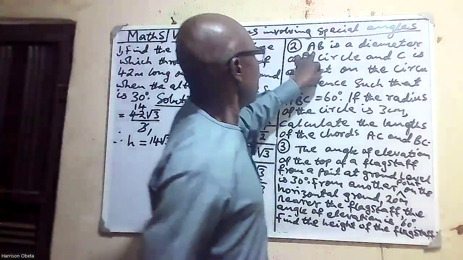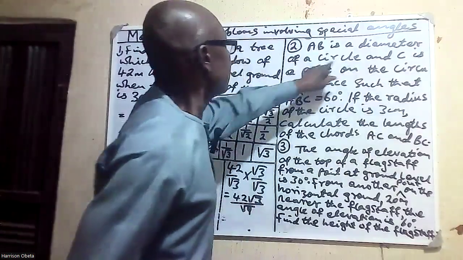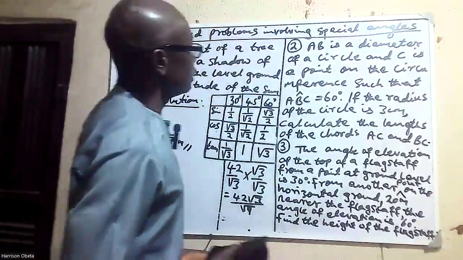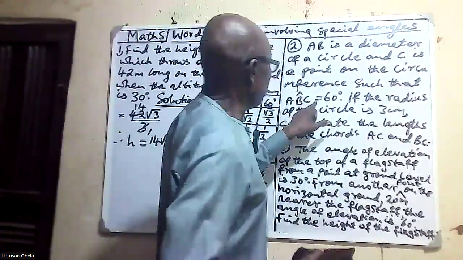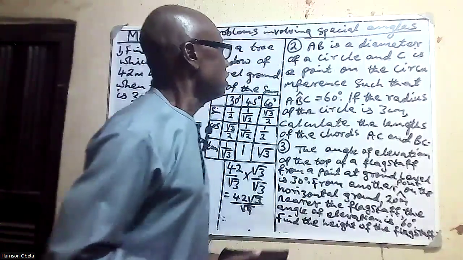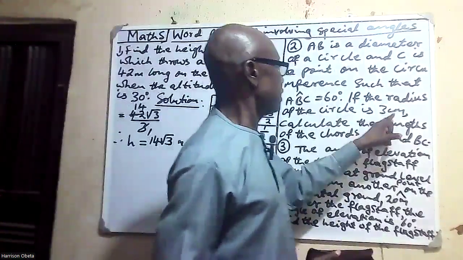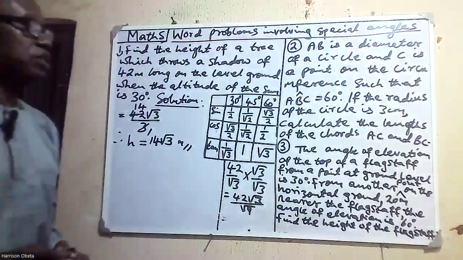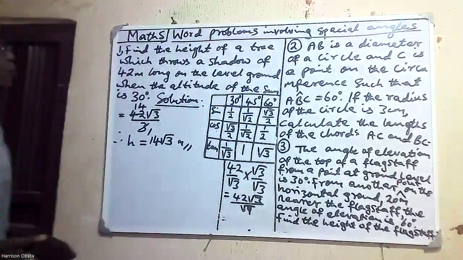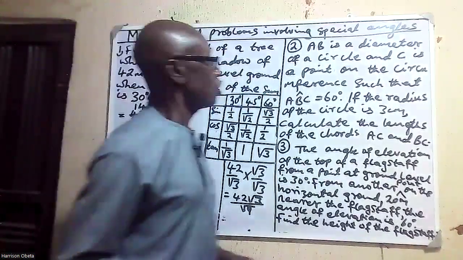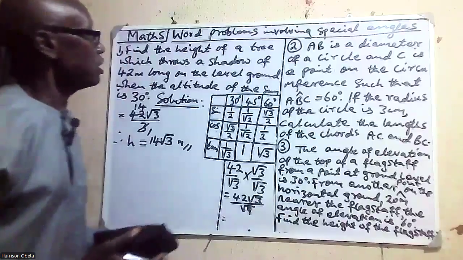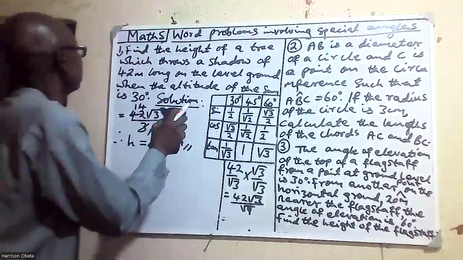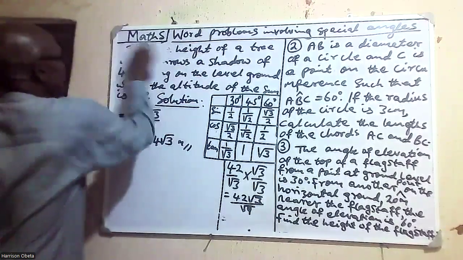And number 2 says AB is a diameter of a circle and C is a point on the circle, on the circumference such that ABC equal to 60 degrees. If the radius of the circle is 3 cm, calculate the lengths of the chords AC and BC. The first thing we have to do is to first of all draw the circle. And after drawing the circle, we now locate the points that we are given.